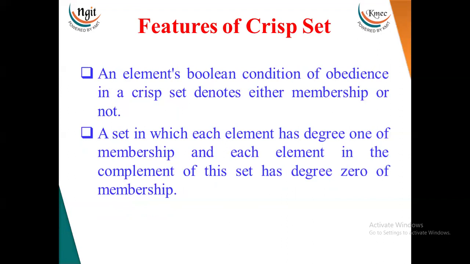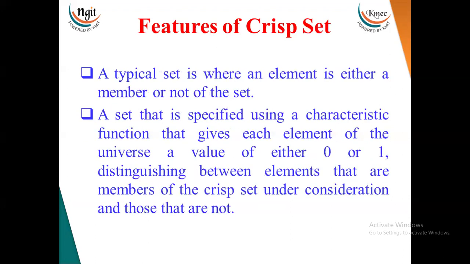As I said, one thing we have to remember, there is only one degree of membership, that is either 0 or 1. If the element belongs to this particular set, the degree of membership will be 1. If the element does not belong to it, the degree of membership will be 0. So the feature of the crisp set is that it is either 0 or 1: the element belongs to the set or it does not.